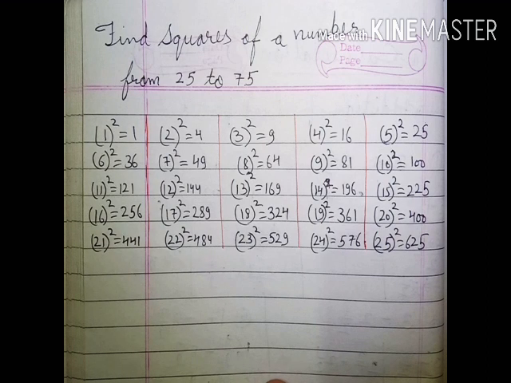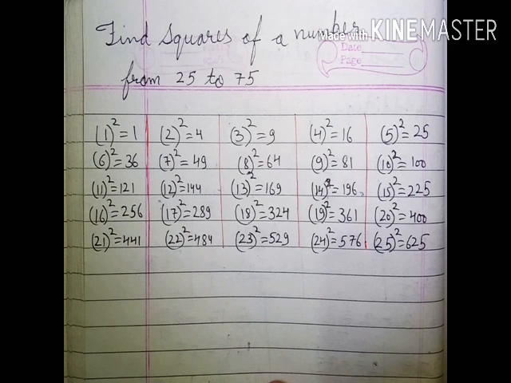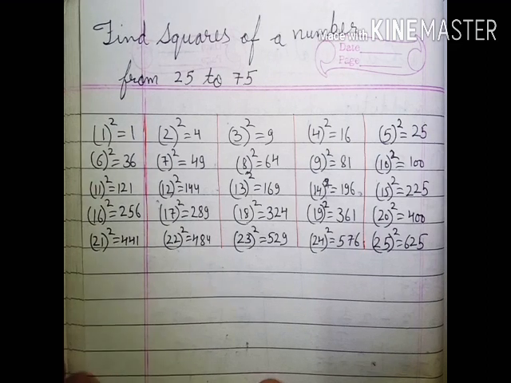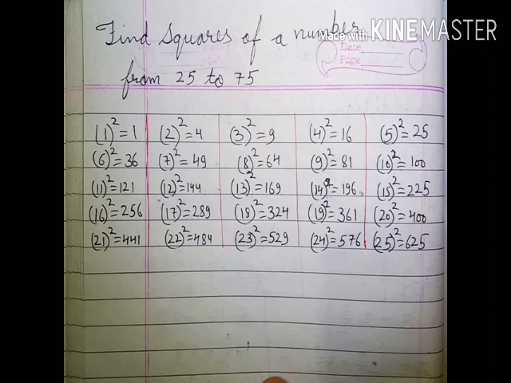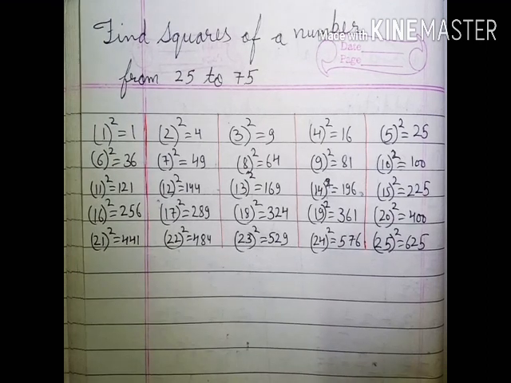And today we are studying our calculation techniques second class. In our last class, we studied how to add a number with a mixed fraction, with a simple method. And today we are going to start how to find squares of numbers from 25 to 75.